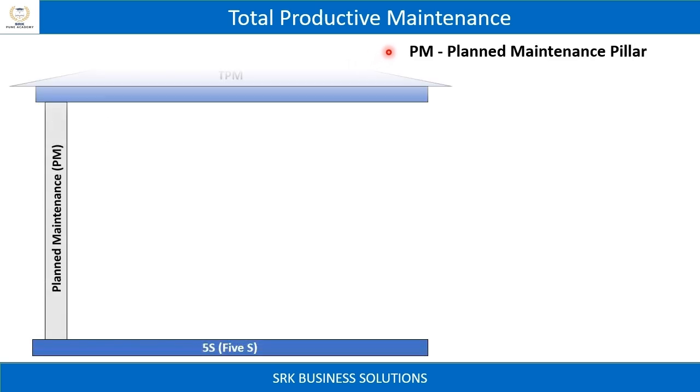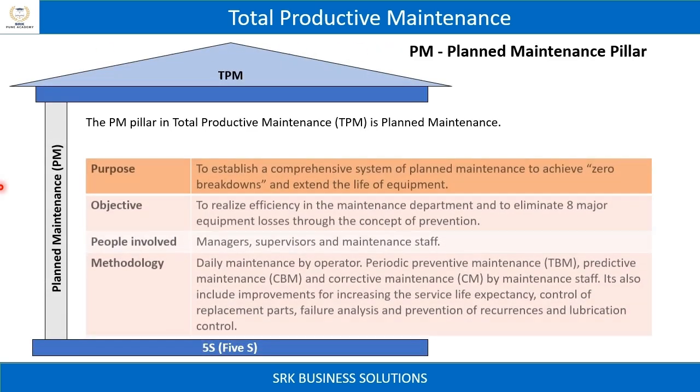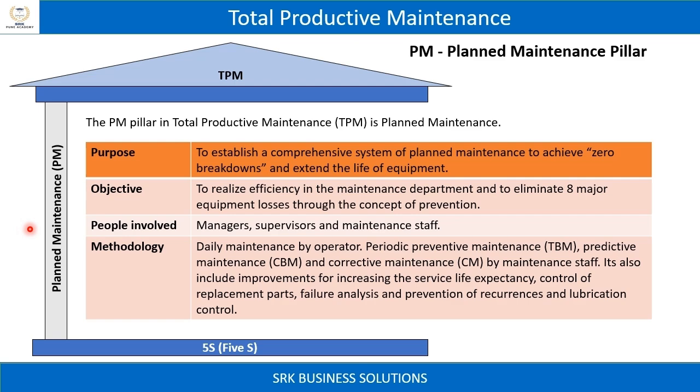Now the third pillar of total productive maintenance is planned maintenance, that is the PM pillar. The purpose of the PM pillar is to establish a comprehensive system of planned maintenance to achieve zero breakdowns and extend the life of equipment. The objective of the pillar is to realize efficiency in the maintenance department and to eliminate 8 major equipment losses through the concept of prevention.